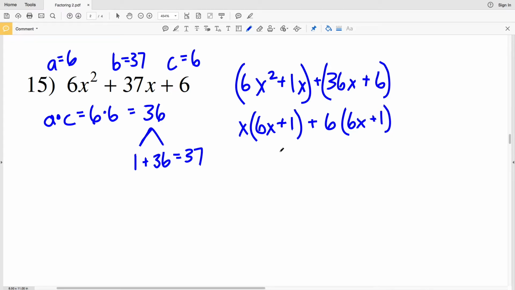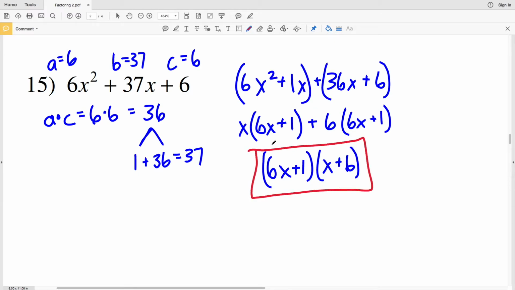Now you can see that I have a common binomial, so I'll pull out 6x plus 1, and that will get multiplied to x plus 6, the coefficients of those polynomials. And remember, multiplication is commutative, so I could also write this as x plus 6 times 6x plus 1. Either is correct since they are equivalent.